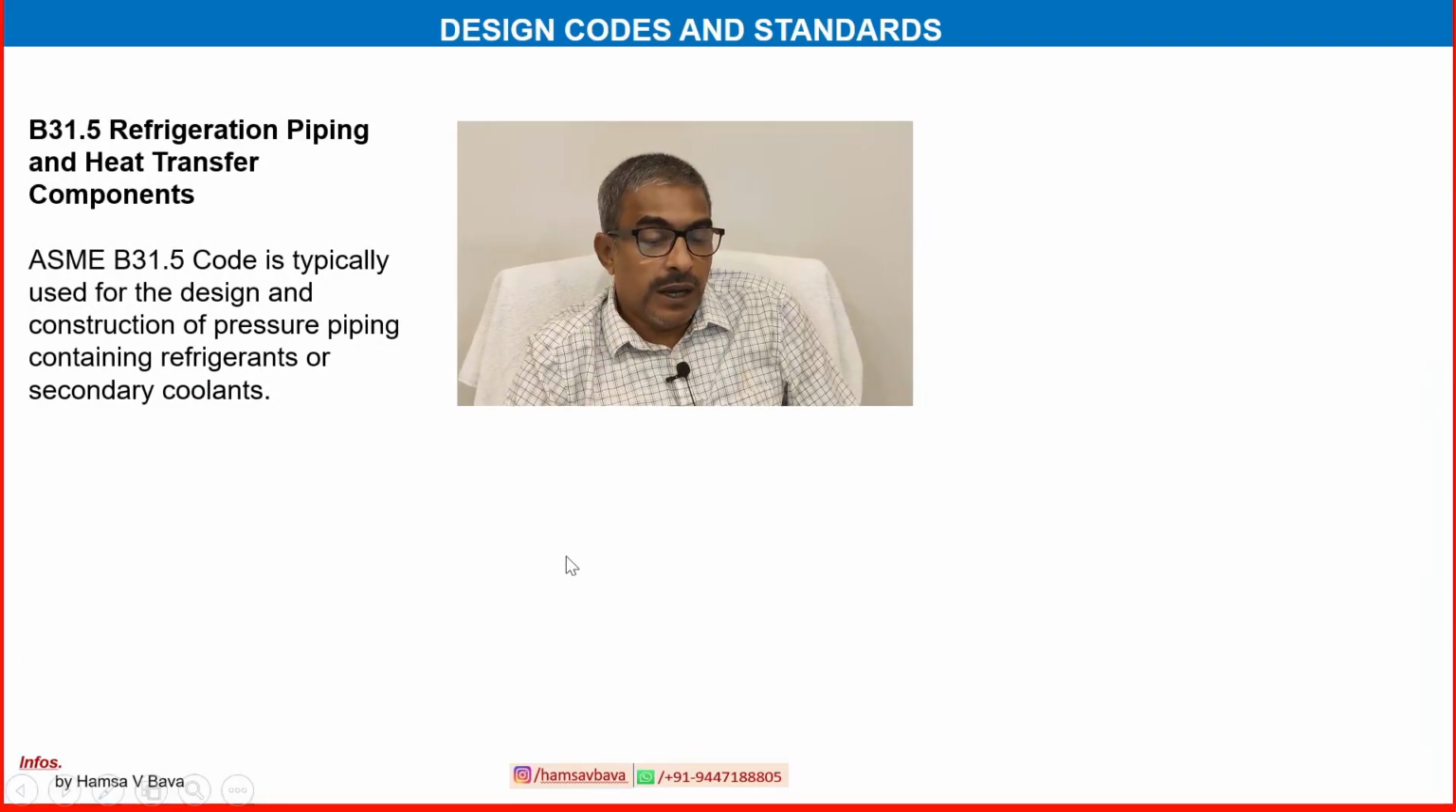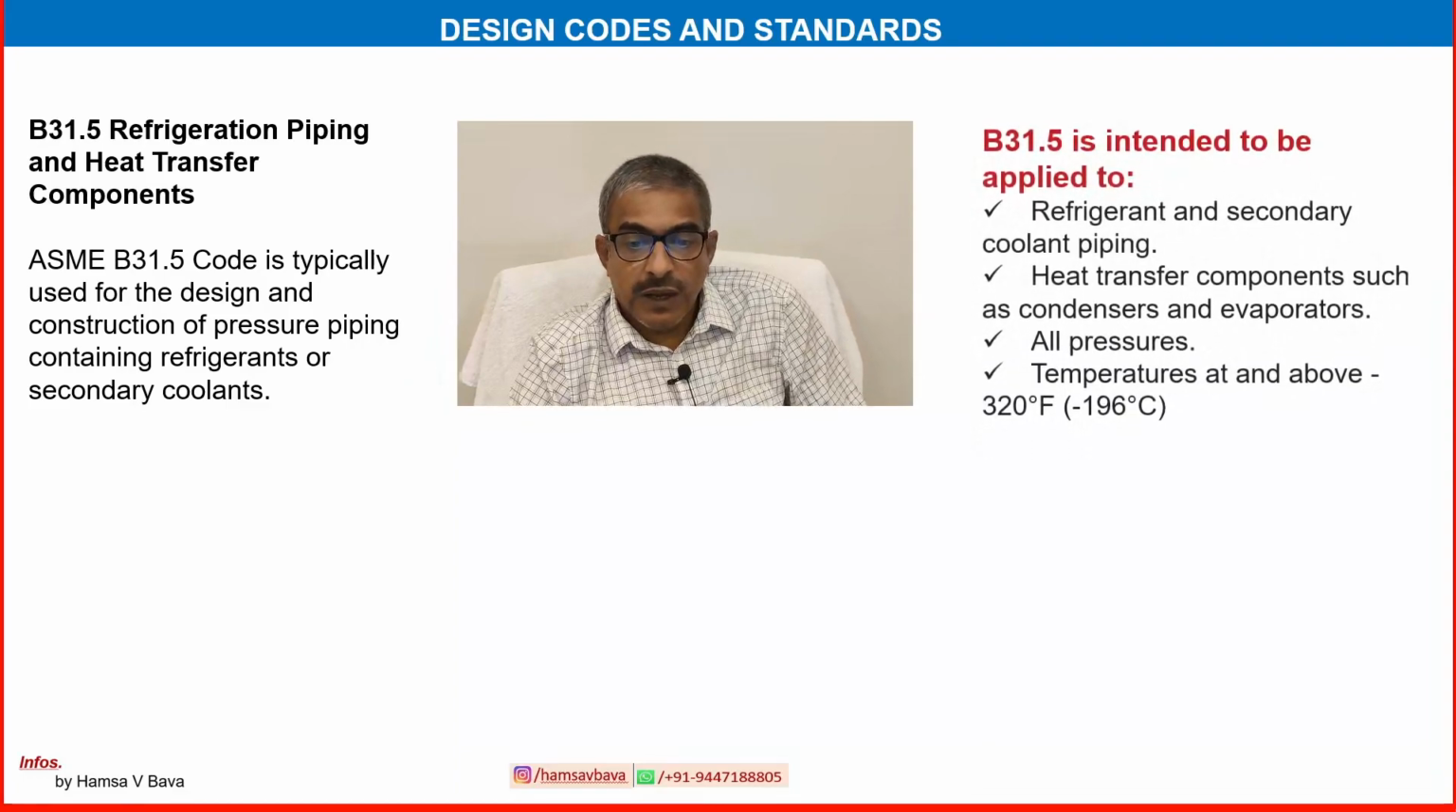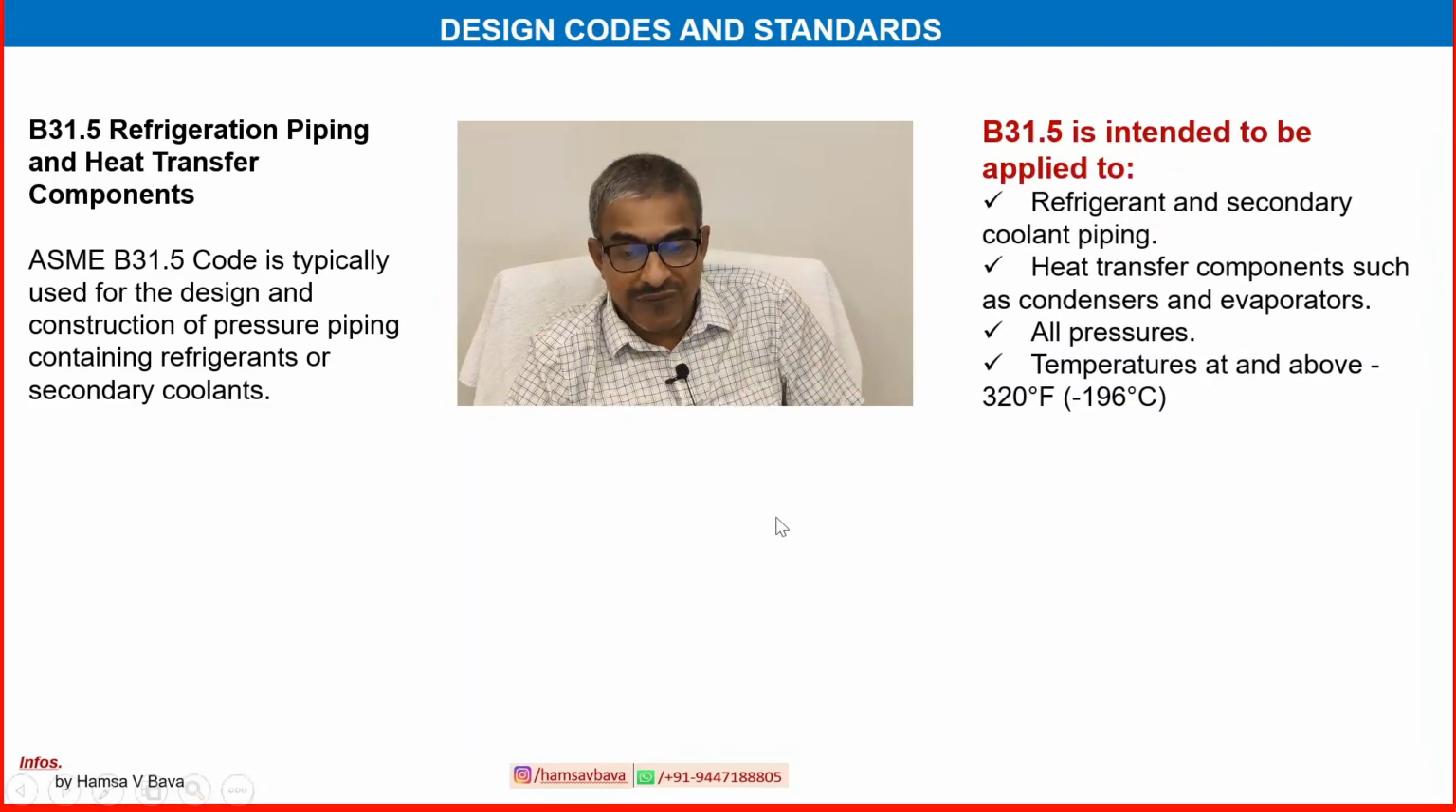Another important ASME code is B31.5, which covers refrigeration piping and heat transfer components. The ASME B31.5 code is typically used for the design and construction of pressure piping containing refrigerants or secondary coolants. It is intended to be applied to refrigerant and secondary coolant piping, and heat transfer components such as condensers and evaporators, all pressures, temperatures at and above -320 degrees Fahrenheit.